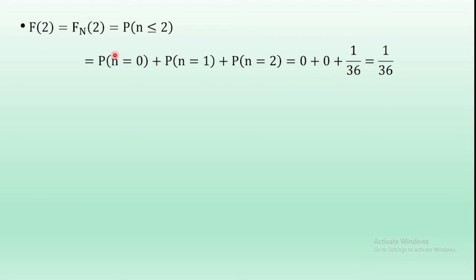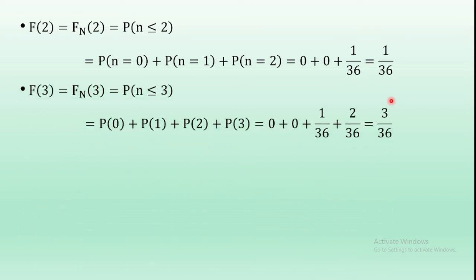So f of 2 value is 1 by 36. Next, n is equal to 3. So F of 3 is equal to the probability of n less than or equal to 3. So n less than or equal to 3 means now here n starts from 0. So probability of 0 plus probability of 1 plus probability of 2 plus probability of 3. The probabilities of 0 to 3 are already calculated, and we substitute all these values here. We get f of 3 value is 3 by 36.